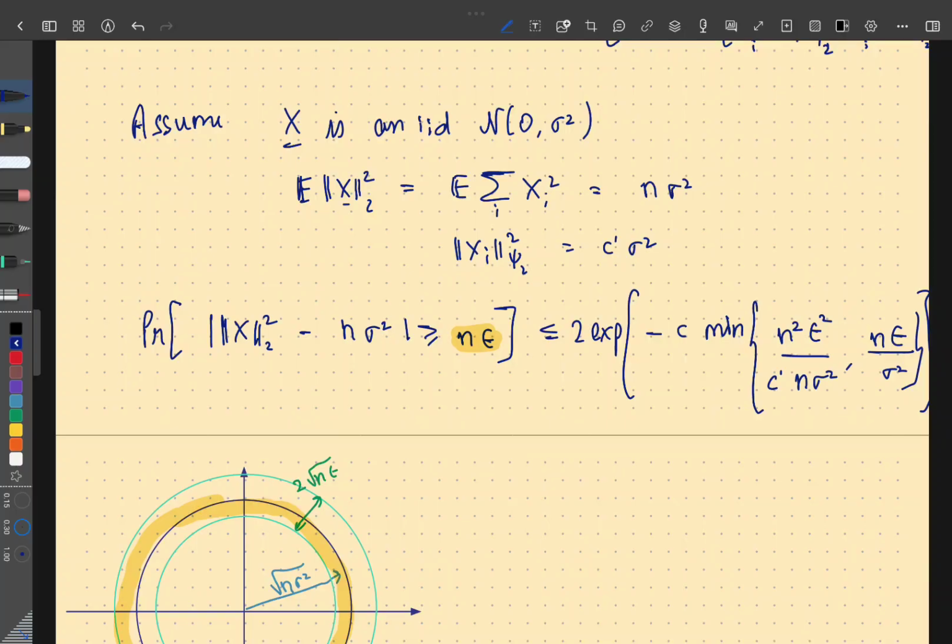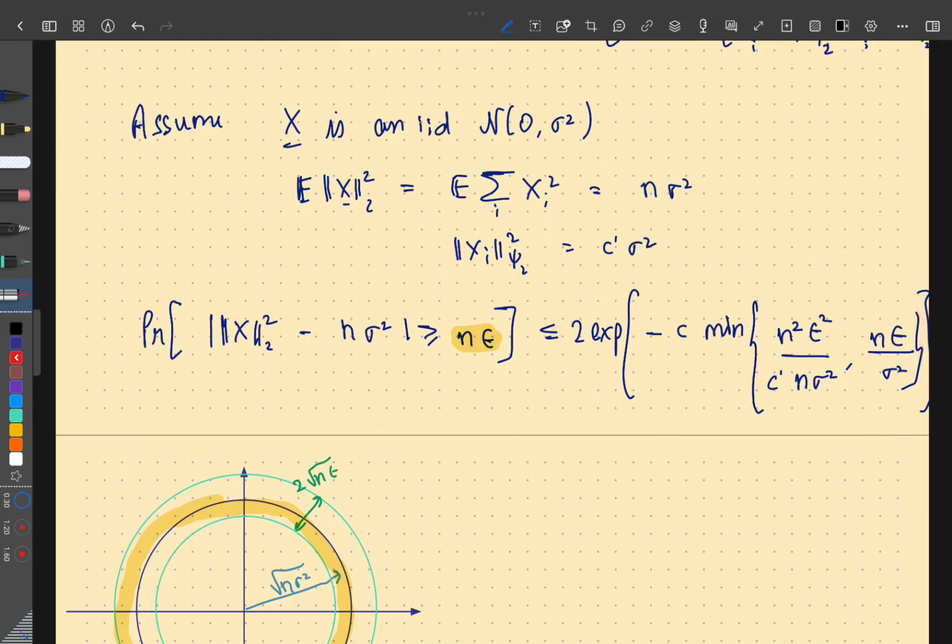Right? So effectively I can make this epsilon arbitrarily small, but even then the right hand side tends to 0 exponentially fast.